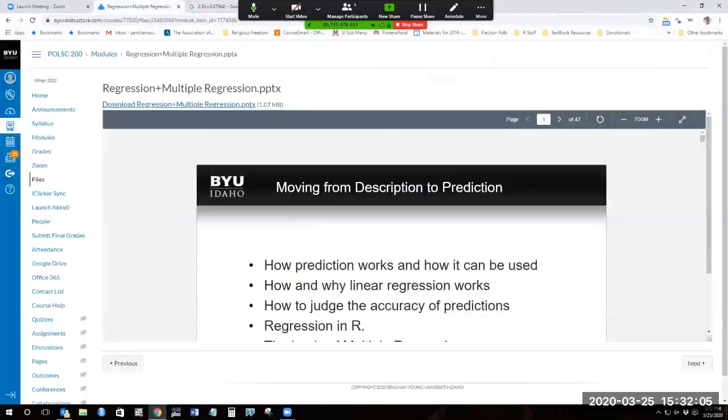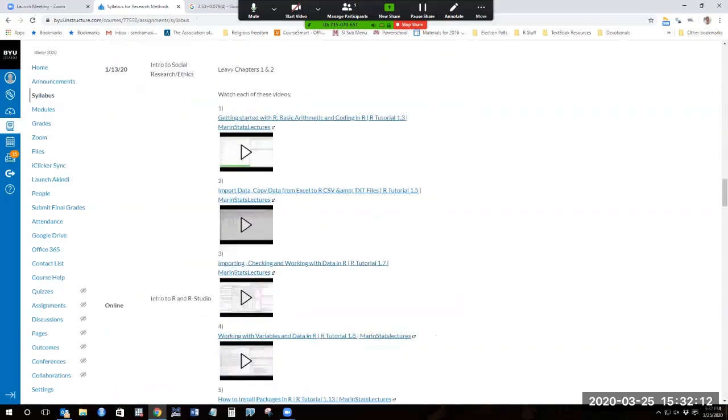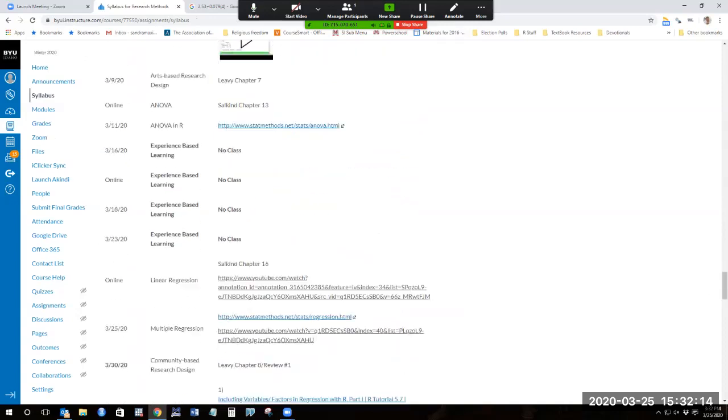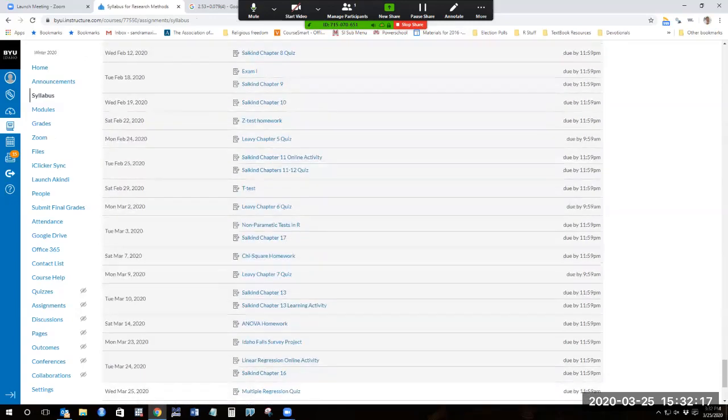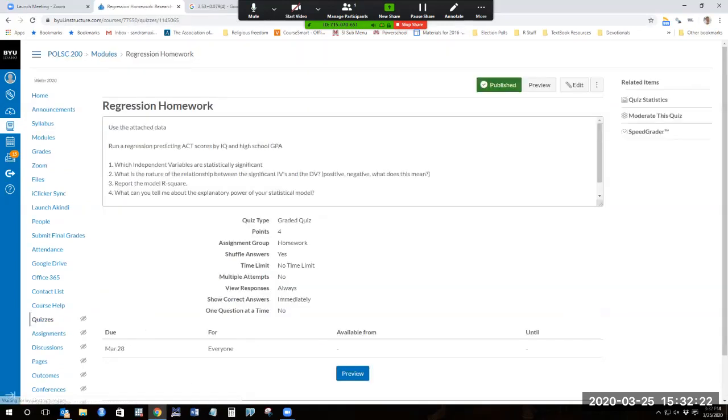Let's just have a look at the homework real fast because I know that that matters to lots of you. Super easy stuff, right? I'm just having you predict something easy with made up data. These data aren't real. Predict ACT by IQ and high school GPA. Remember, when I say tell me about the explanatory power of your model, I'm asking you to interpret the R squared. If an independent variable is not significant, then the nature of the relationship is there's no relationship, right?